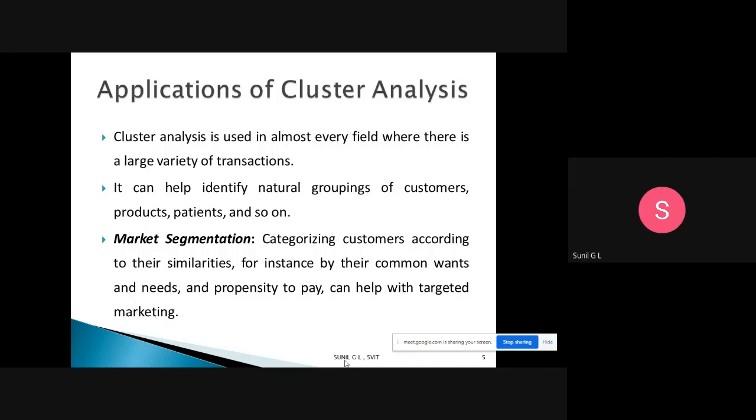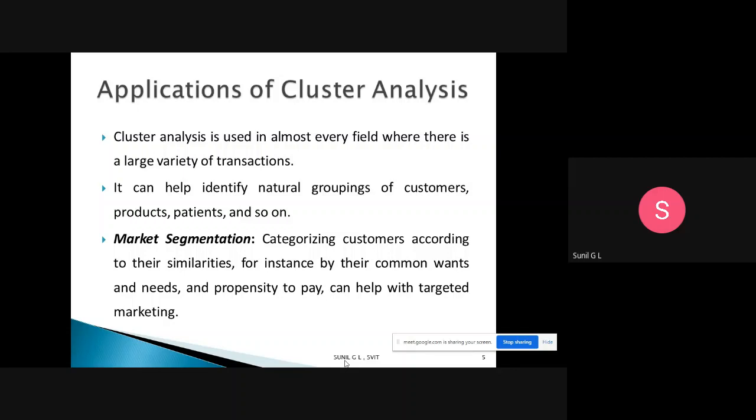Here we categorize the customers according to their similarities, for instance by their common wants, needs, and propensity to pay, and this can help with targeted marketing. I already told that the customers who buy online, we will make one group. The customers who visit a retail store and pay through credit card, we will make one group. The customers who buy more than 10,000, we will make one group. So based on the transaction, we will make groups. Based on their interest, if they are taking only regular day-to-day items, we will make one group. Like that, we make n number of clusters.